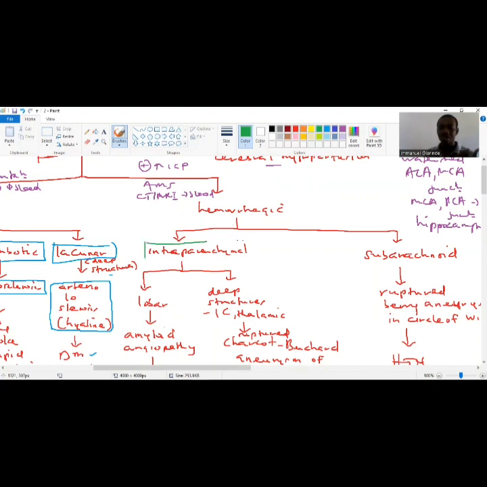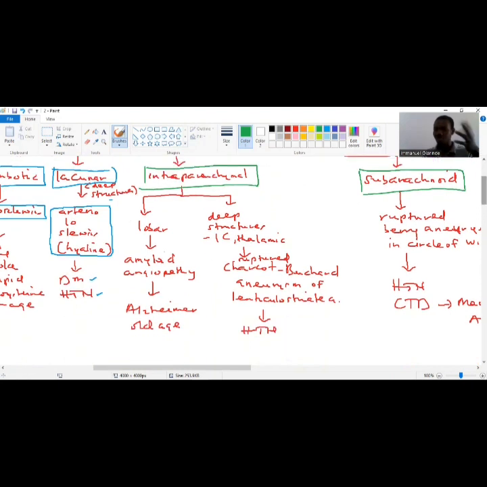Into intraparenchymal, if the bleed is within the substance of the brain itself, or if it's within the subarachnoid space. This is the space surrounding the brain, where we have our CSF accumulating. In intraparenchymal hemorrhage, I can divide it further into a deep structure stroke, where the hemorrhage is in the deep structures where you find the internal capsule and the thalamus.